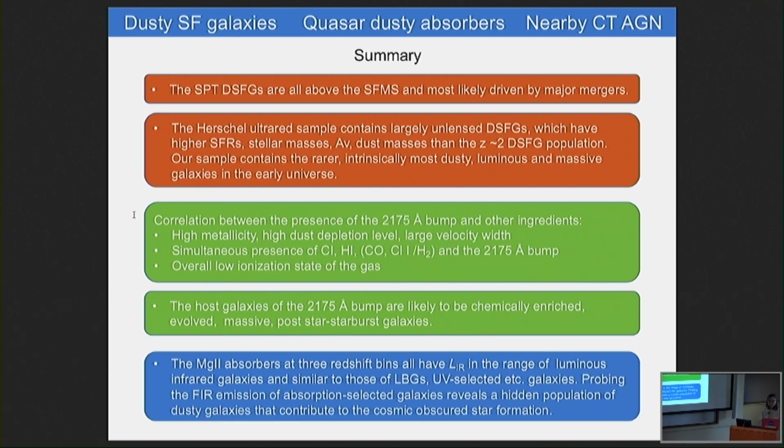Maybe I have a question for you. So for the Herschel-selected DSFGs, I'm particularly interested to see whether they also contain obscured AGN. That's very possible because you have this huge IR luminosity. So I'm asking if it's a good idea to ask for a big chunk of Chandra data to look at that. Yeah, that's right. Good.